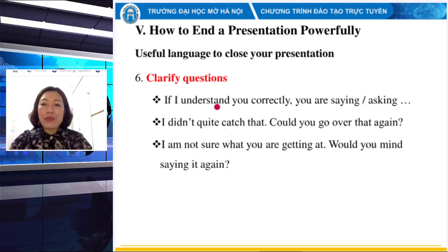Next, if you don't get the content of the question or the information clearly, you need to clarify the question by saying, "If I understand you correctly, you are saying or you are asking..." So they know that you check if you understand the question correctly before giving the answer, or otherwise you ask them to repeat the question. So you say, "I didn't quite catch that.